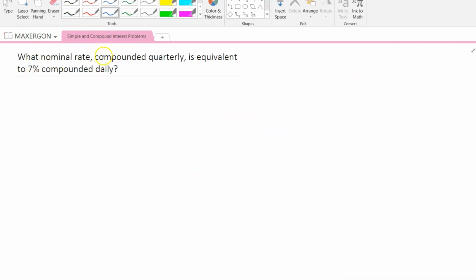What nominal rate compounded quarterly is equivalent to 7% compounded daily? We can compare investment of $1 under both rates. So let's invest $1 at some rate compounded quarterly. So $1 is going to be present value, 1 plus I. This is the rate we don't know, but we know it's compounded quarterly. So after 1 year, the exponent will be 4 here, right? Because there are 4 quarters in a year.